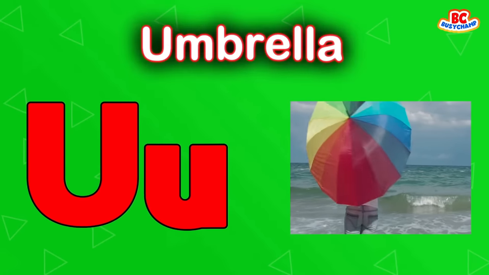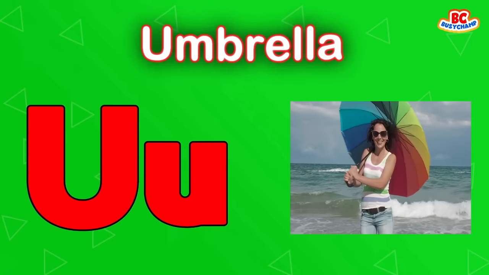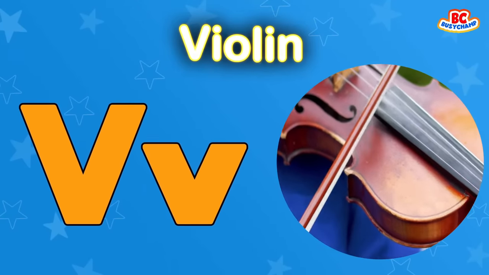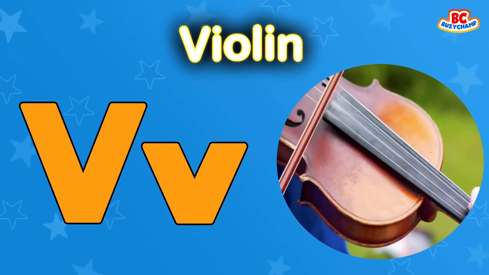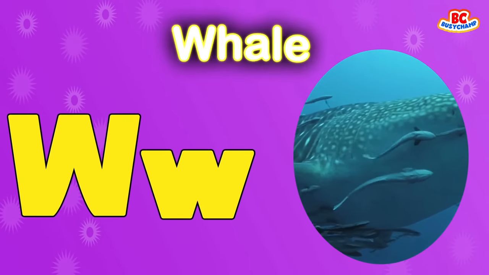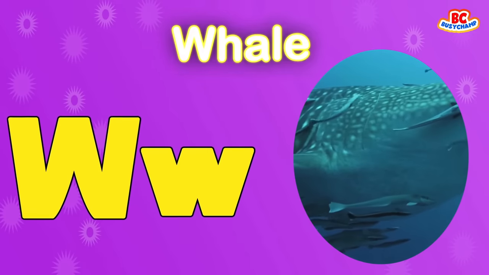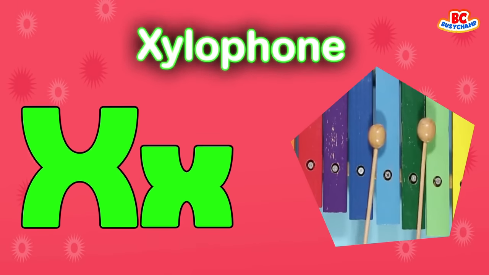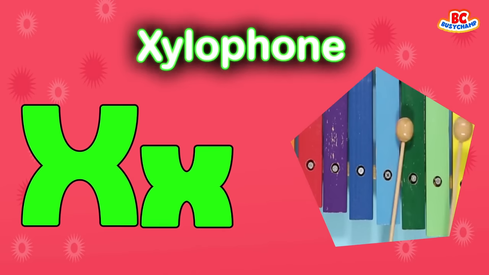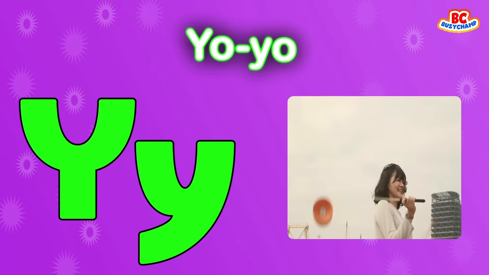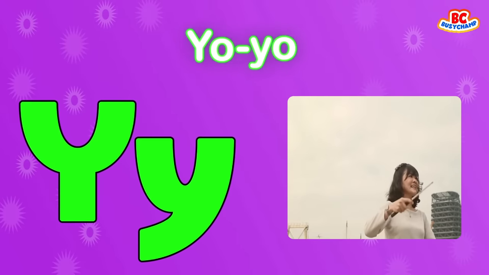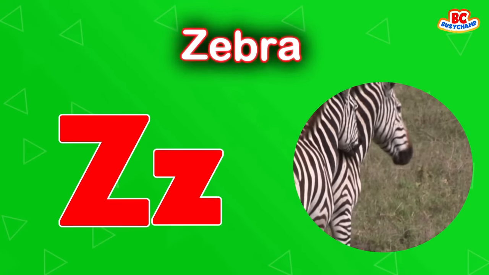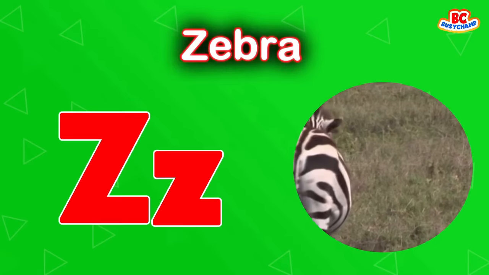U is for umbrella. V is for violin. W is for whale. Y, yo-yo. Z is for zebra.